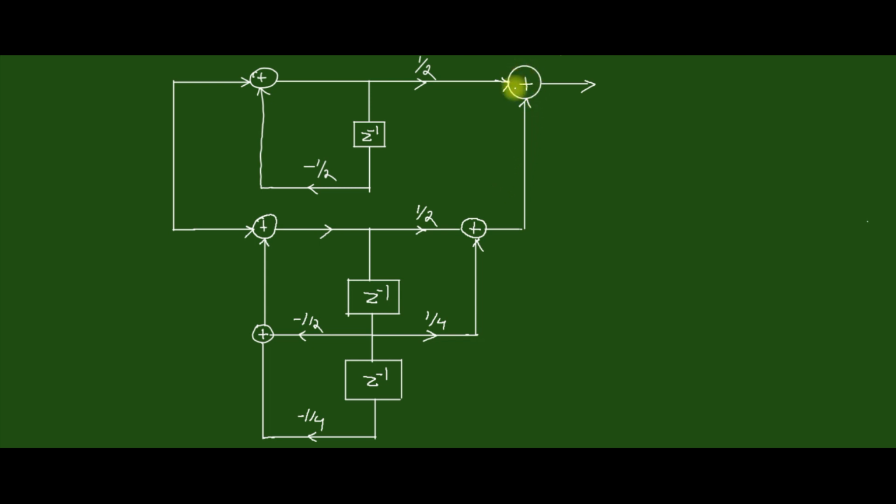You can sum either here or here. The output will be y of n. Here we have the input x of n. So you have connected the two structures in parallel form. So this is the final structure. So we have solved the problem.